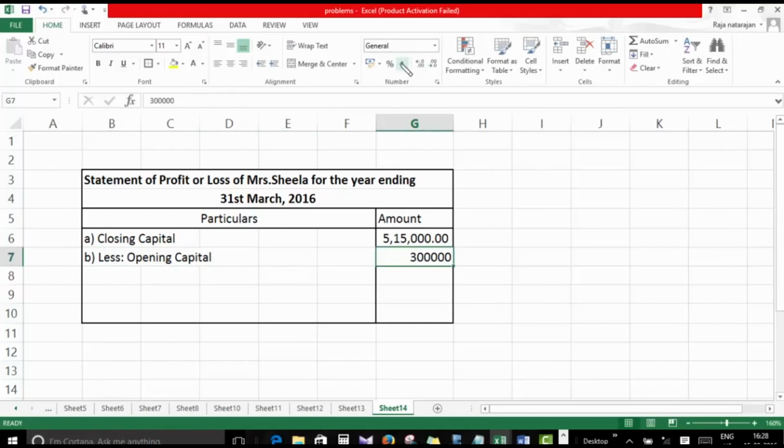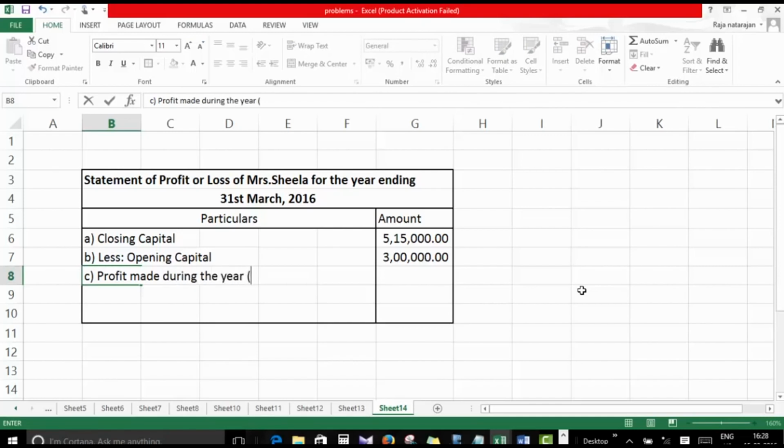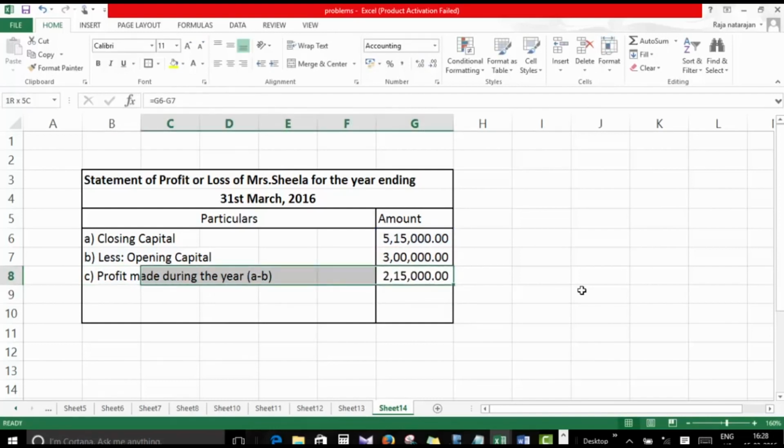So this tells us that your capital had moved from 3 lakh to 5 lakh 15,000. The difference between A and B is nothing but the profit made during the year. Profit made during the year is A minus B, which is 5 lakh 15,000 minus 3 lakh. So you can say the profit made by Sheila during the year is 2 lakh 15,000.